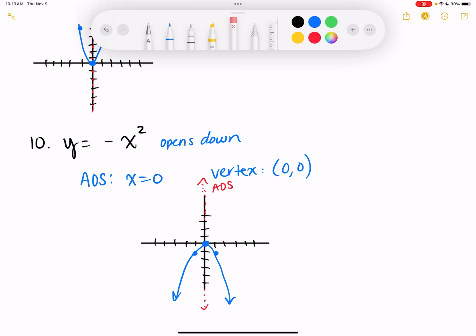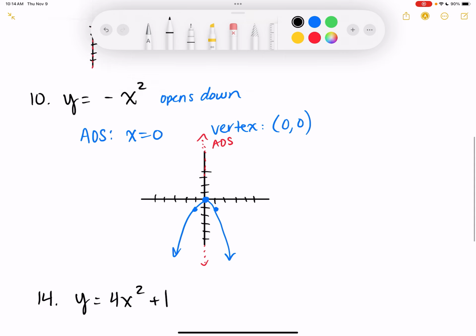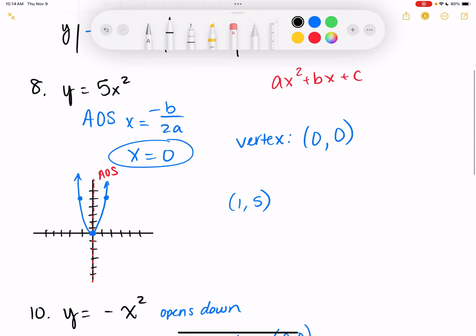All right, let's get into one that has something besides just the x squared term. So 14, y is equal to 4x squared plus 1. I still don't have a b term, but I do have a c term now, which means that my axis of symmetry is still going to be at 0 because b is 0. Remember, the formula for axis of symmetry is minus b over 2a.